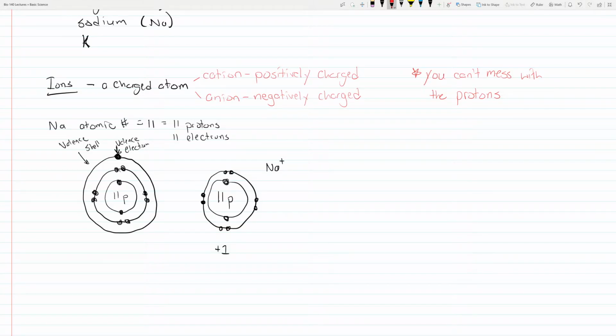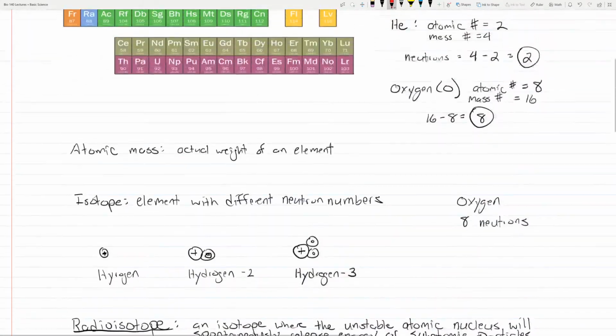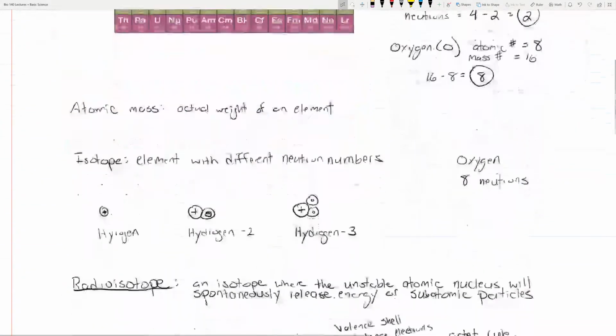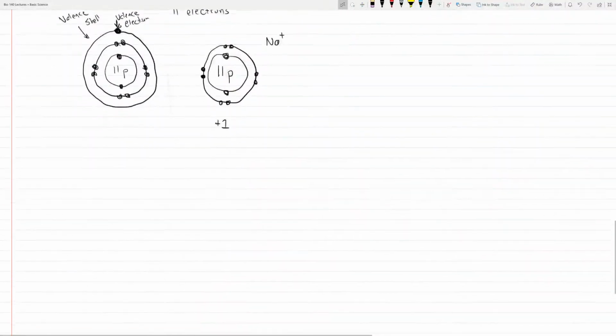Now let's take a look at one of the most common atoms to become an anion, and that would be chlorine. Cl has an atomic number of 17, which means that we have 17 protons, which means that we have 17 electrons.